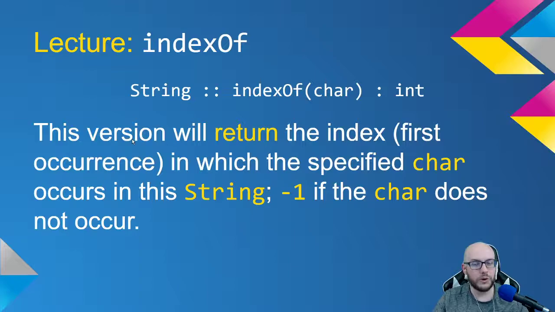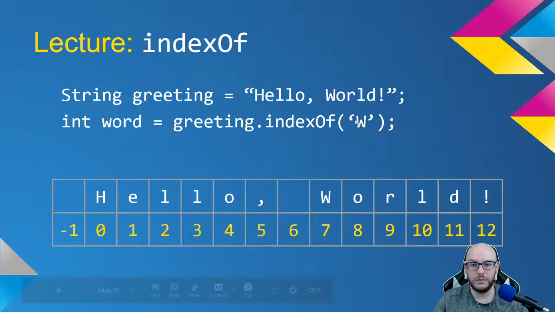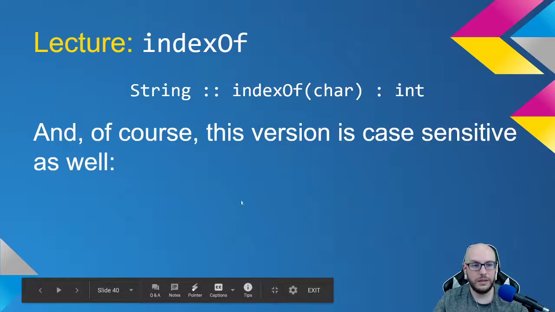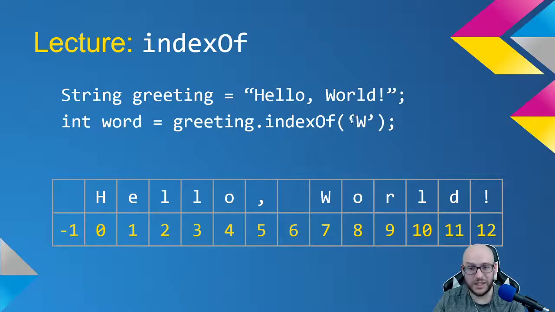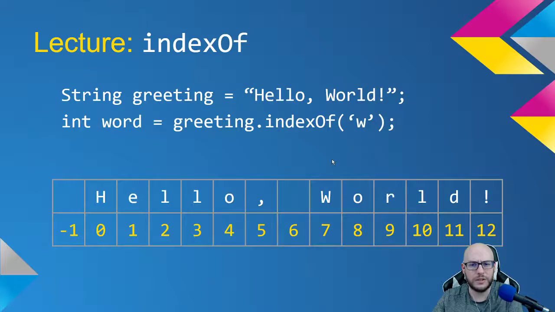It's going to work the exact same, right? It's going to find the first occurrence, but if it can't find it, we're going to get back a -1. So here I'm looking for a capital W. We're going to get back a 7. Note that this is in single quotes. That makes it a char literal, not a string literal. And of course, this version is case sensitive. Again, it works the exact same as the other version of indexOf. This just gives you more flexibility.